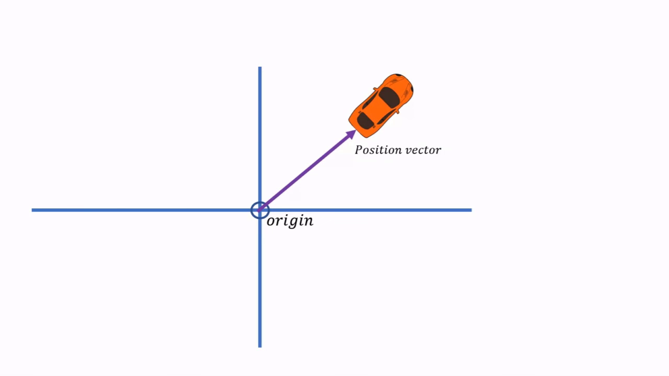Therefore, the position vector points from the origin to our object. The direction of the vector is the direction of the object relative to the origin. The magnitude is how far away the object is from the origin.